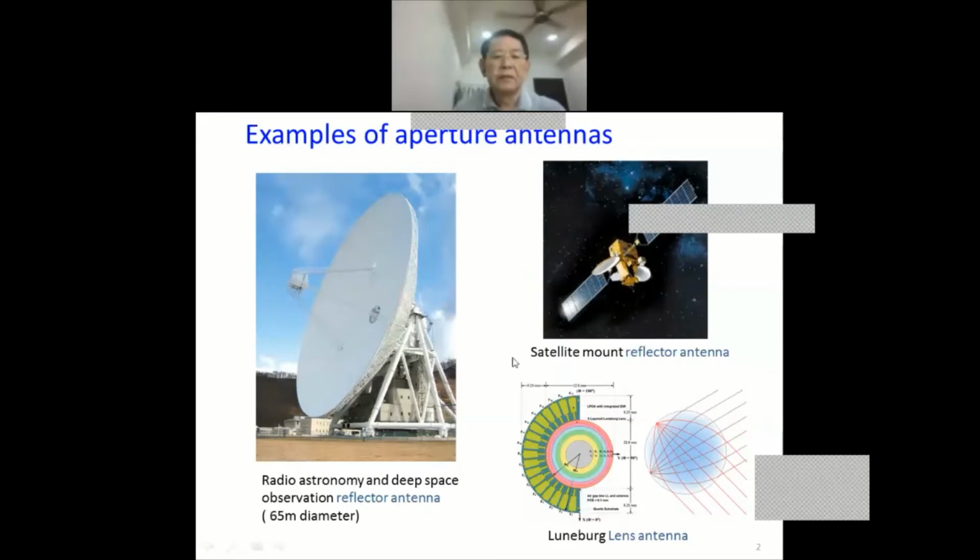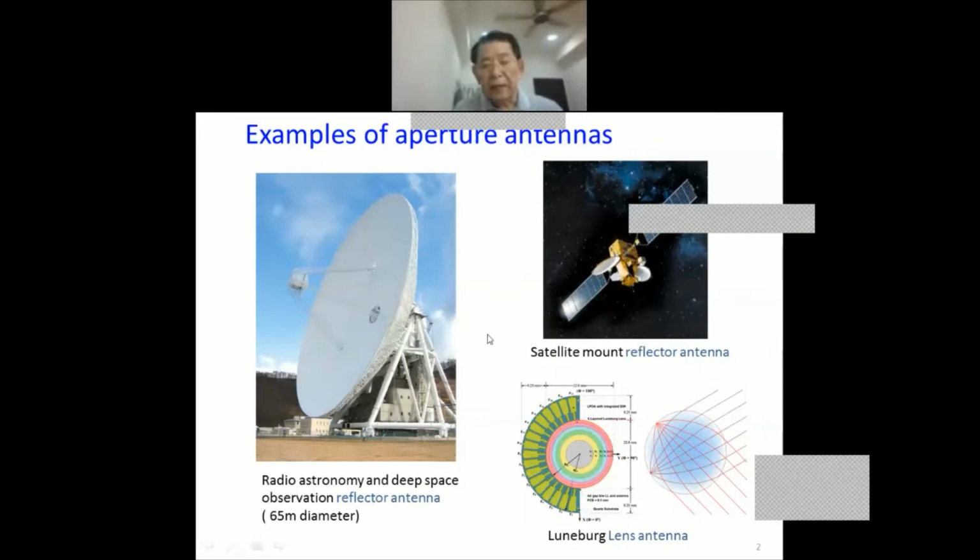Another typical application of the reflector antenna is satellite communication. In Malaysia, MEASAT operates satellite broadcasting. So like this, in space there is a satellite with a reflector antenna. This reflector antenna is focusing toward the Earth.